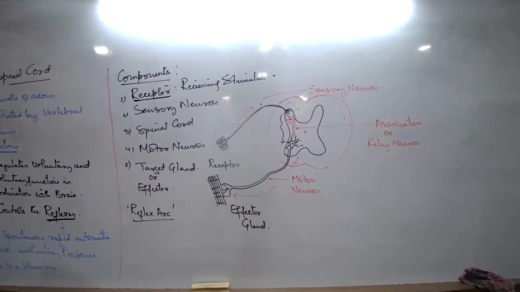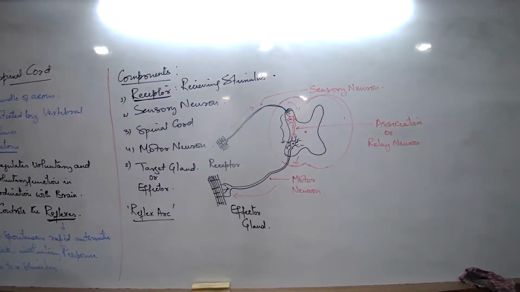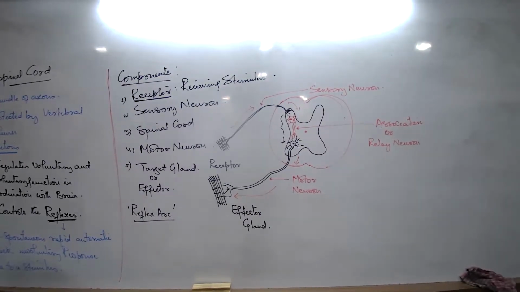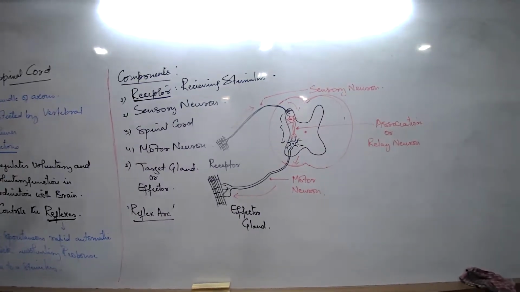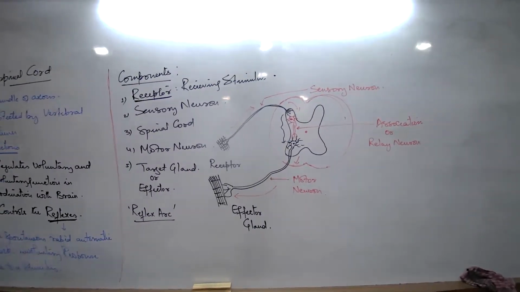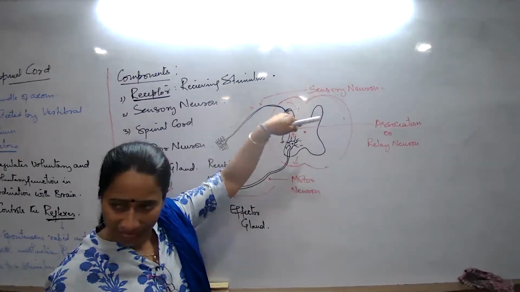So the moment we touch, we immediately withdraw. Why that rapid process? Why is the process so instant? Because the spinal cord does not allow the messages to go to the brain. Straight away it sends them to the motor neuron. Otherwise, from here it would first go to the brain and then come back.